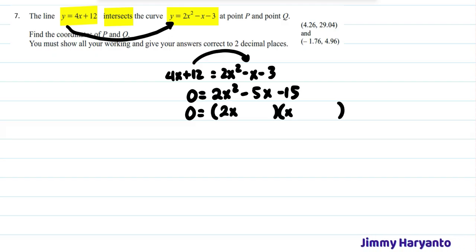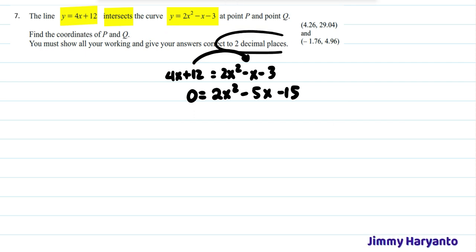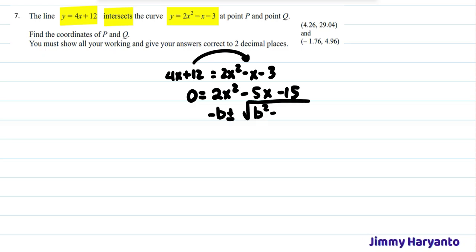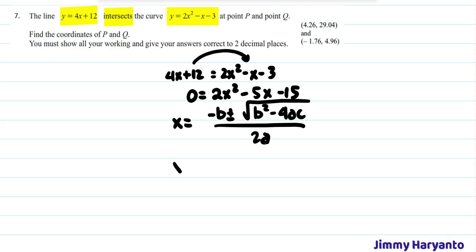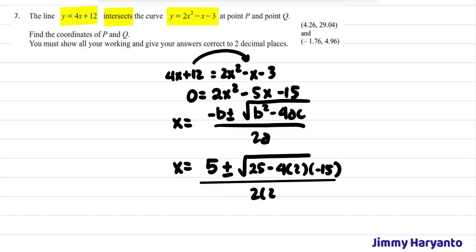2x, maybe 5 and 3 right here. Oh, we cannot use factorization because the question already tells you that the answers will be decimal. That means we have to use the formula minus b plus or minus square root of b squared minus 4ac over 2a. And this is the value of x. So x equals negative b means plus 5. Square root of b squared means 25 minus 4 times a equals 2, c equals negative 15, divided by 2 times a. And then you only have to use your calculator.